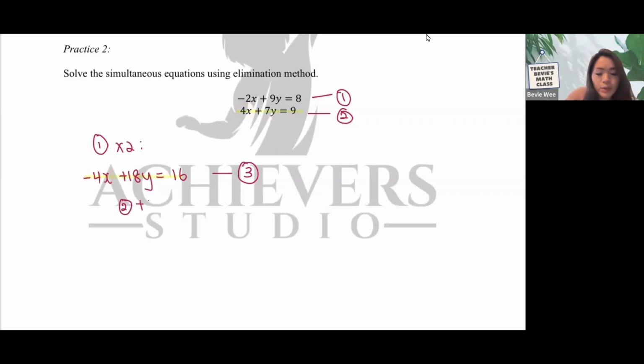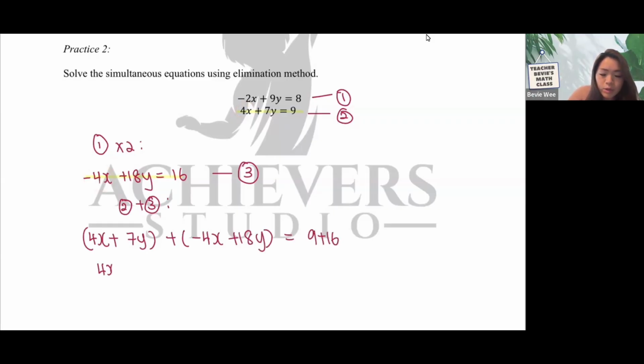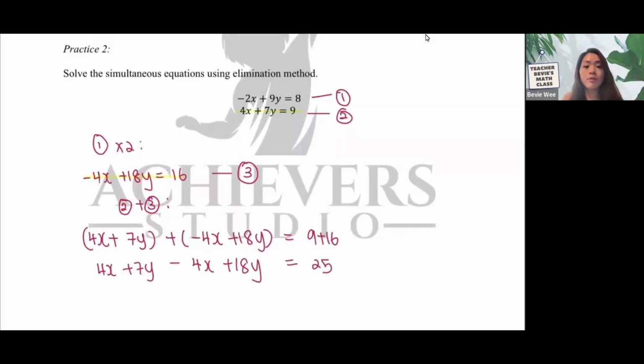Again, it doesn't matter whether it is equation 2 plus equation 3 or equation 3 plus equation 2. Okay, so I'm going to go with equation 2 plus equation 3, which gives me (4x plus 7y) plus (minus 4x plus 18y) equals 9 plus 16. Same thing, I'm going to open up the bracket, but in this case, there is no sign change involved here. All right, and same thing, I will realize that the variable x is being eliminated here. And I'll get 25y equals 25, y equals 1 whole.